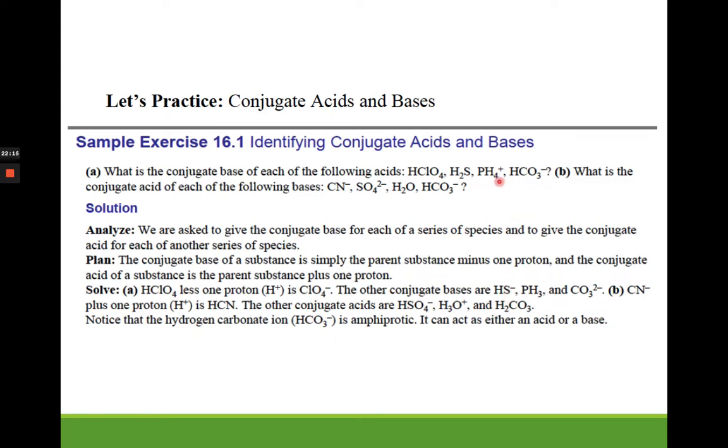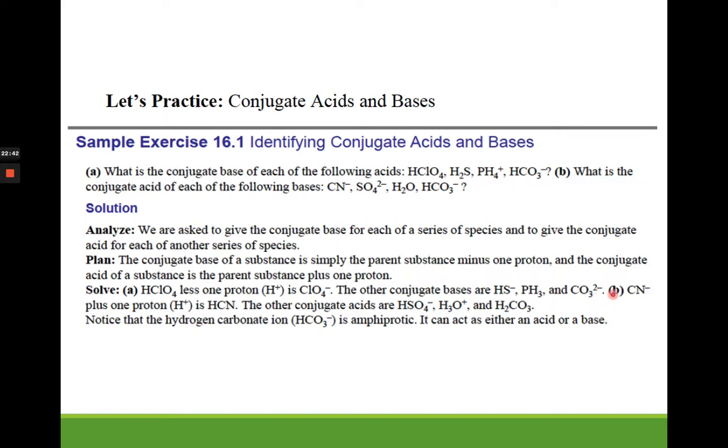PH4 plus, so you remove one hydrogen ion, it also loses the positive charge, okay? It loses the positive one charge, okay? So it becomes PH3. And then the bicarbonate ion becomes CO3 2 minus. Okay, it lost a positive one charge, so it became 2 minus in here.